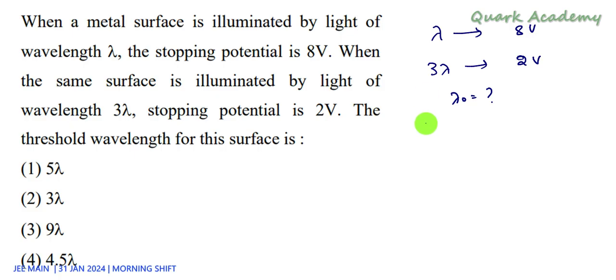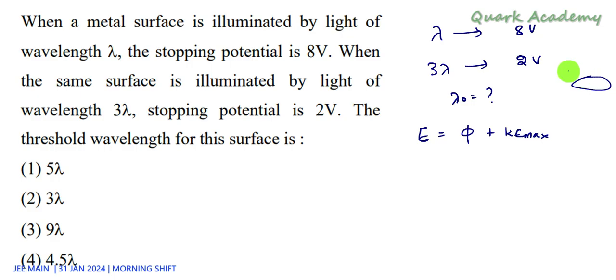In the photoelectric effect, we can use the photoelectric effect equation, which is based on conservation of energy. The incident energy of the photon will be utilized in two ways. One is to take the electron out of the metal surface, which is known as the work function phi, and then the kinetic energy of that particular electron.